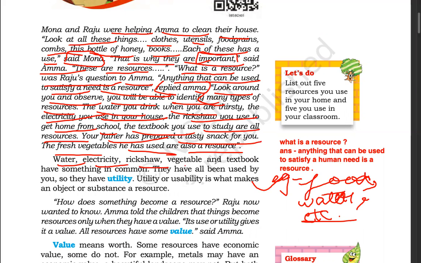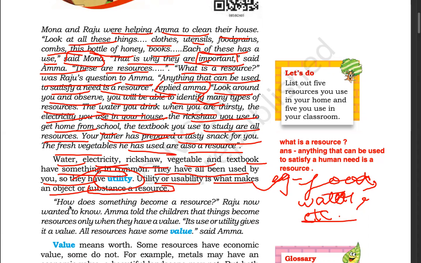Water, electricity, rickshaw, vegetable, textbook have something in common. What is that? They have all been used by you, so they have a utility. Utility or usability are the same thing. Okay, so if you write they have a usability, or if you write they have a utility, they both are the same thing. Utility or usability is what makes an object or a substance a resource.